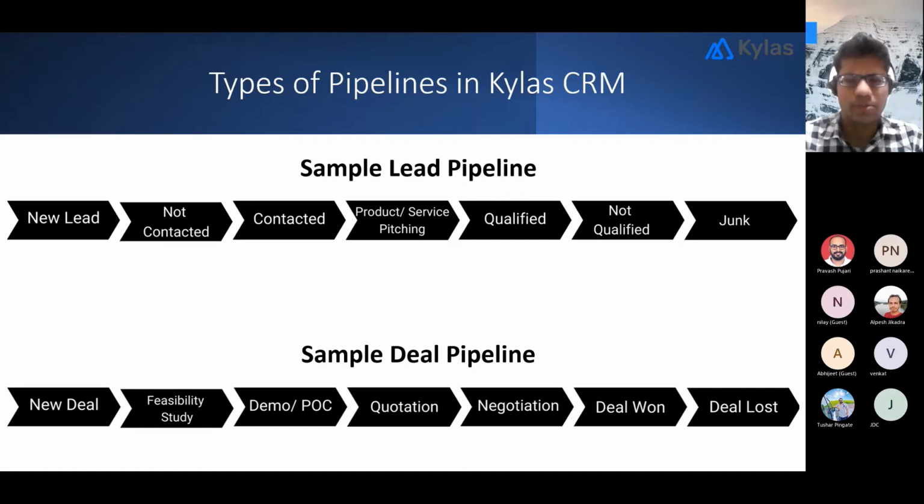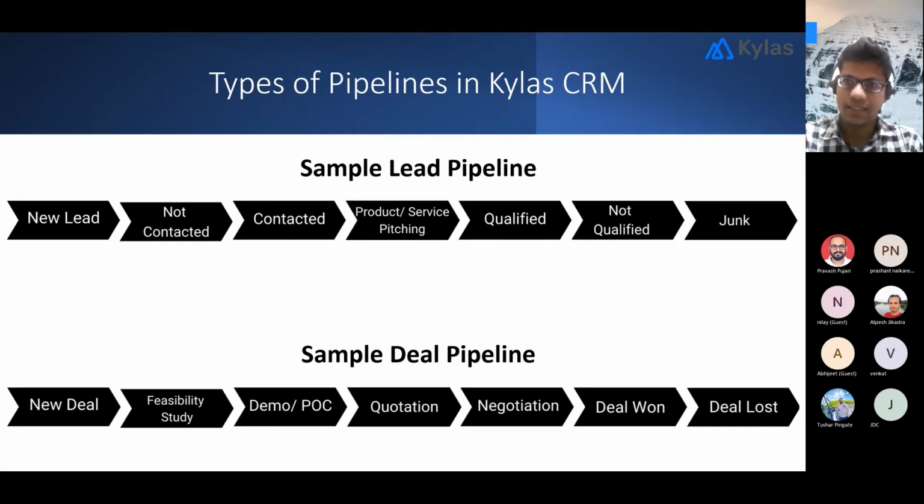And then there could be a demo. If we are selling software in the market, we may give a demo, or even if we are selling some other product, we can mark them as demo. Then there is a typical step in every sale where we send a quotation to the prospect. So that can be one of the stages. So these are some typical stages.